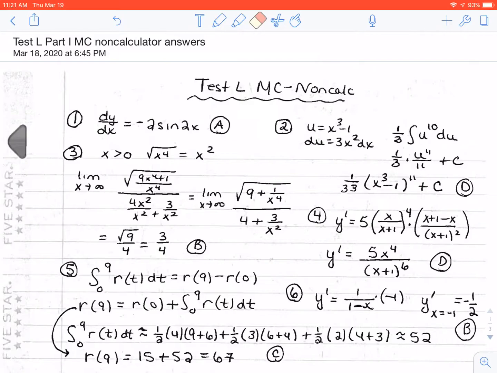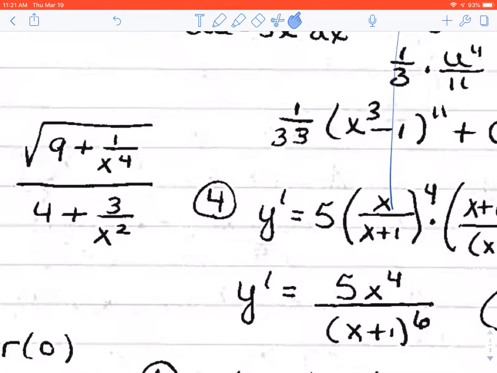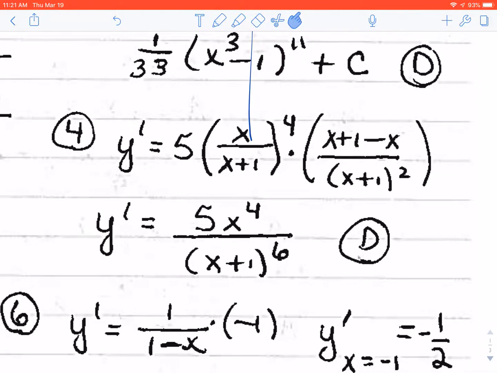Okay, this is the second video that I am recording on the Test L multiple choice non-calculator. So number 4 was a question that asked you to find the derivative of a quantity to the fifth. So I am going to use the formula 5u to the fourth times u prime. So I have 5, then I have the quantity to the fourth.